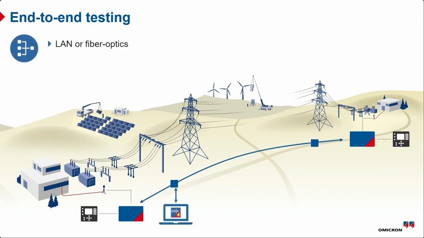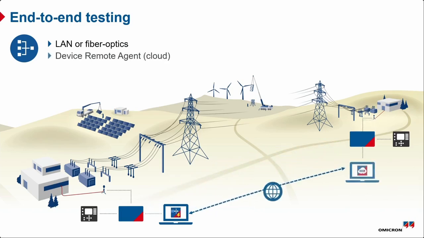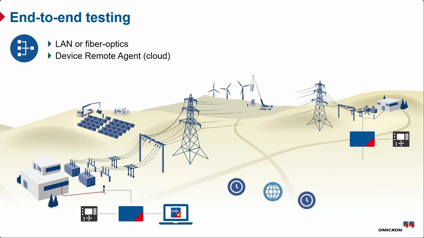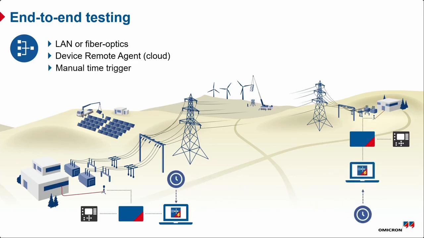The easiest way to gain control of another test device is by using a not used communication channel, either Ethernet or fiber optic. Another possibility is to use an internet connection using a cloud that allows another computer to be controlled remotely. Finally, the classic method to use a fixed time trigger is still available.